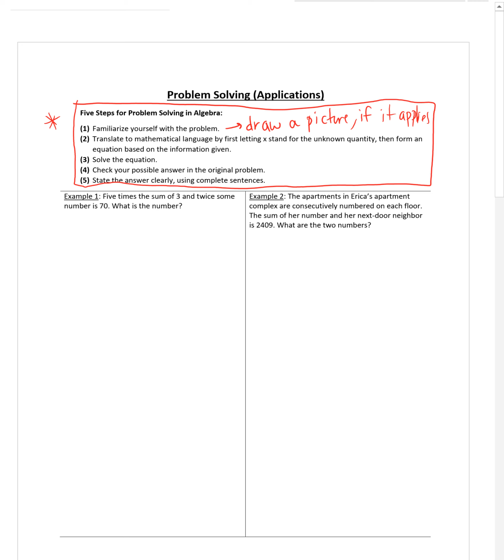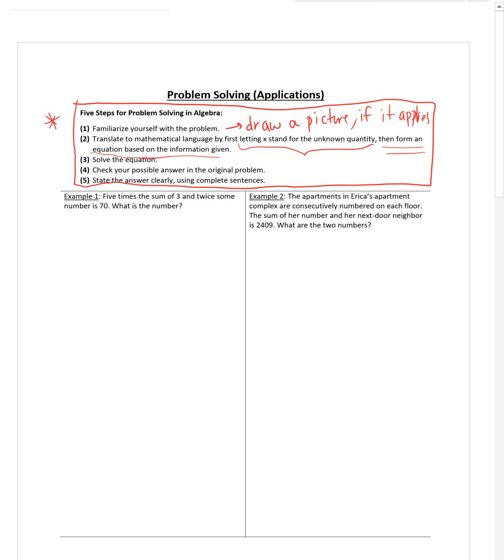And then step 2, you want to translate to mathematical language by first letting x stand for the unknown quantity. First, just read through it, make sure it makes sense, and then say, what's the thing they're looking for here? They say, find this. Well, whatever this is, I'm going to let x equal that. And then I think an equation will follow from that, and the other words that they use in the problem. So we're going to let x be what they want, and then from there we can form an equation based on the words that we're given.